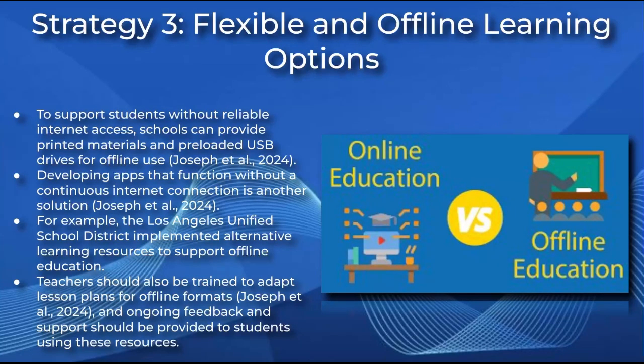Our third and final strategy to help overcome this issue is flexible and offline learning options. To support students without reliable internet access, schools can provide printed materials and preloaded USB drives for offline use. Developing apps that function without a continuous internet connection is another solution. For example, the Los Angeles Unified School District implemented alternative learning resources to support offline education.